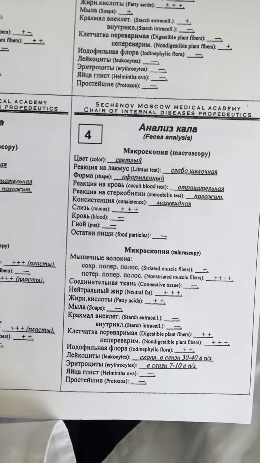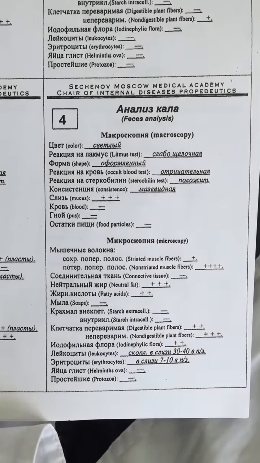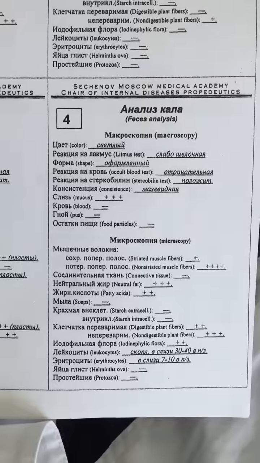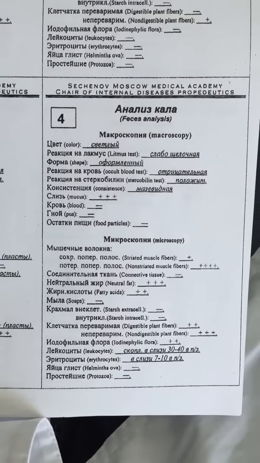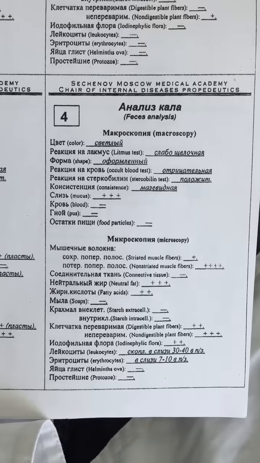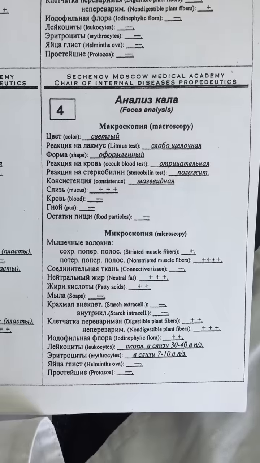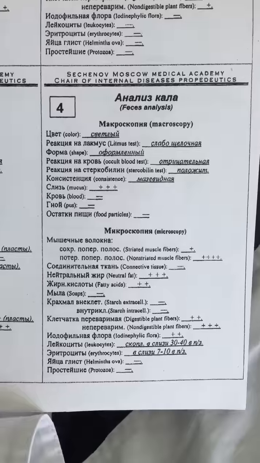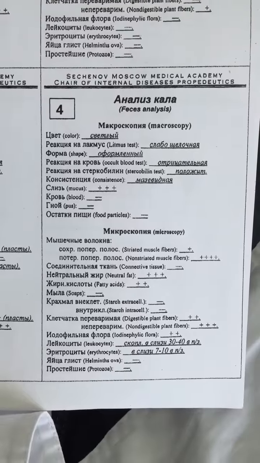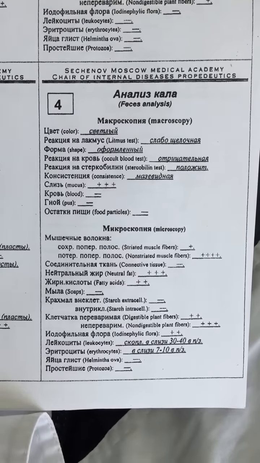Number 4. Excuse me. Color light. Litmus test slightly alkaline. The shape is normal. Occult blood test negative. Stercobilin test positive. Consistence also pasty like ointment. Mucus, a lot of mucus, 3 pluses. The blood is absent, the pus is absent, food particles absent.